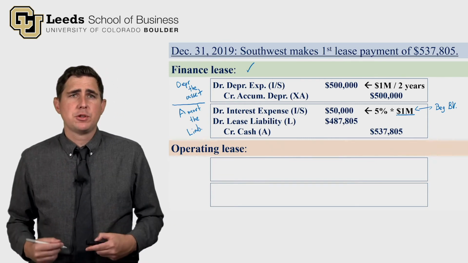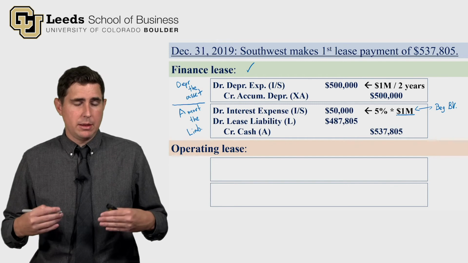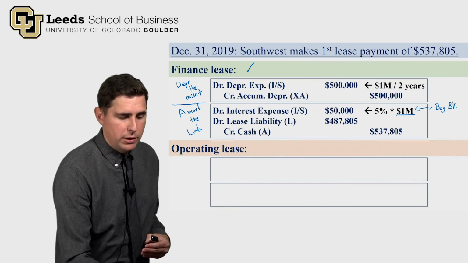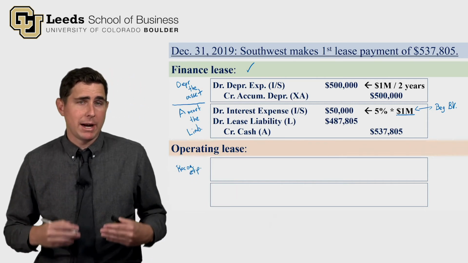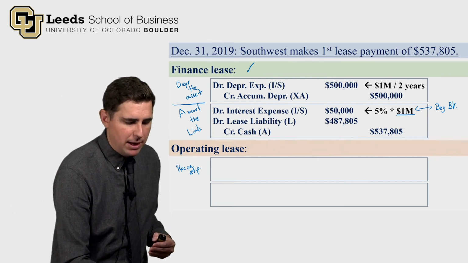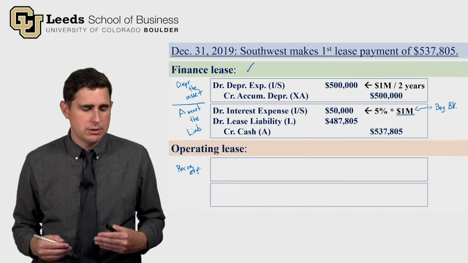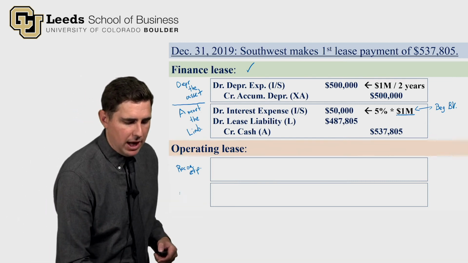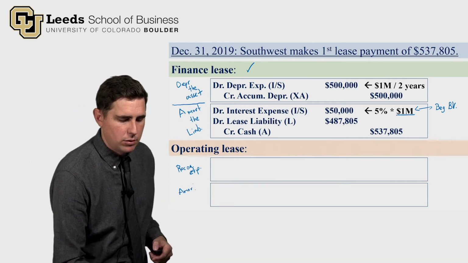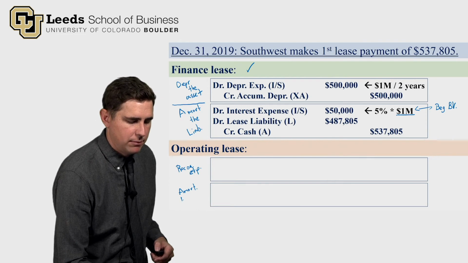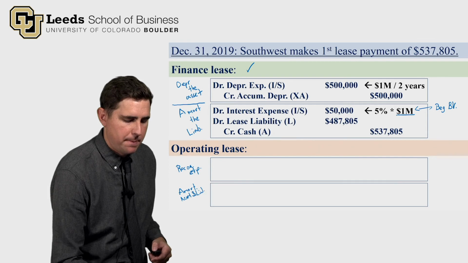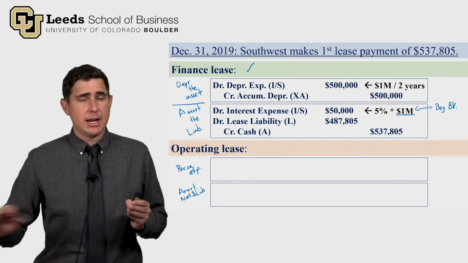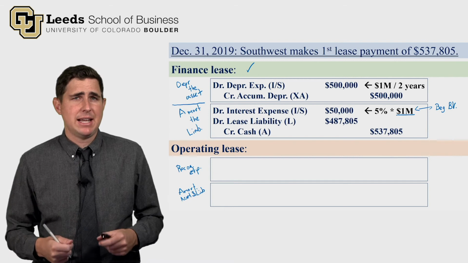Okay, so that's the first year of the finance lease. Now let's go through the first year of the operating lease. Now this part is slightly different. We're going to recognize expense. I'm abbreviating here. And remember that expense is just recognized evenly over the lease term. And second, we're going to amortize the asset and liability. So first we'll recognize straight line expense, and second we'll amortize the asset and liability.